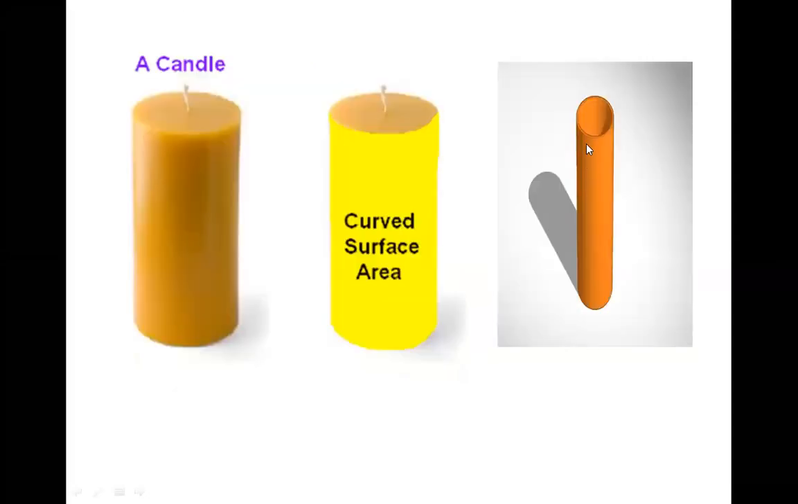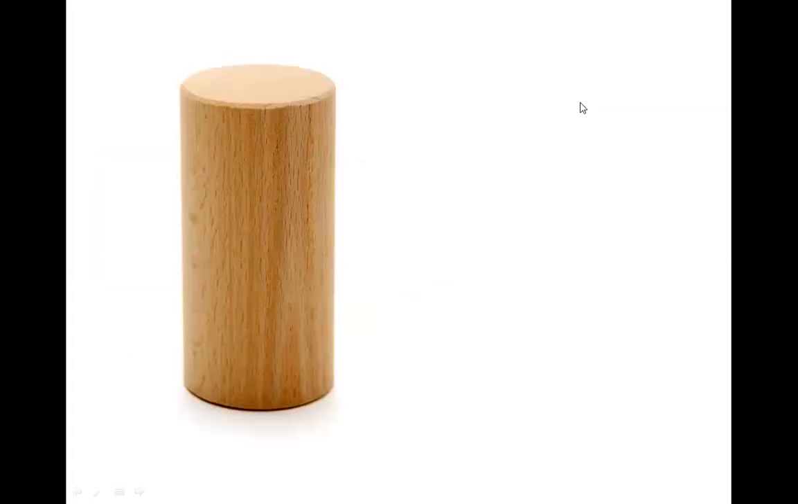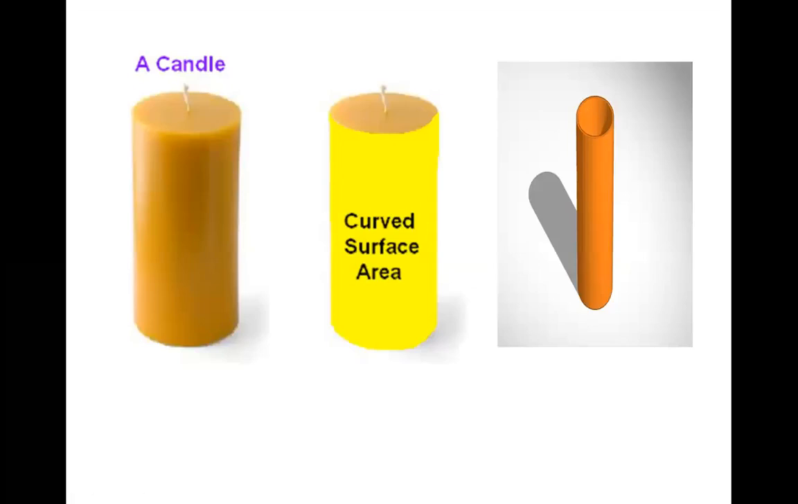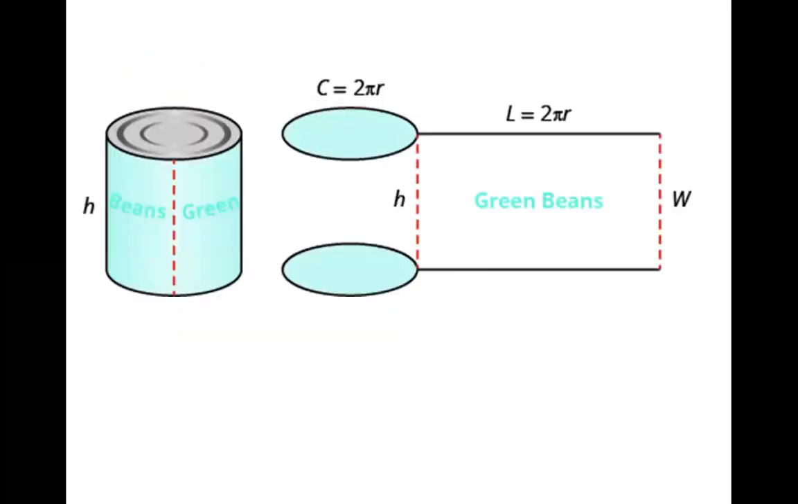And if you are given a figure, this is the red figure. So they are asking you to find the surface area because it has no upper and bottom part. So now we discuss the formula here. First of all, how is the formula generated?